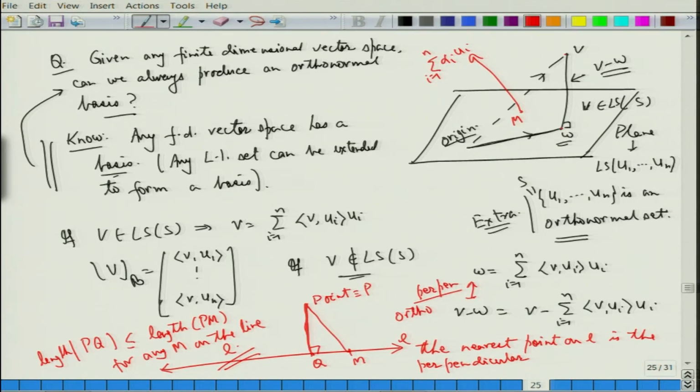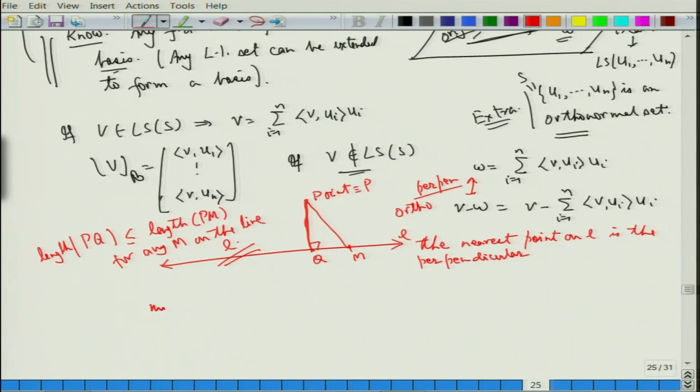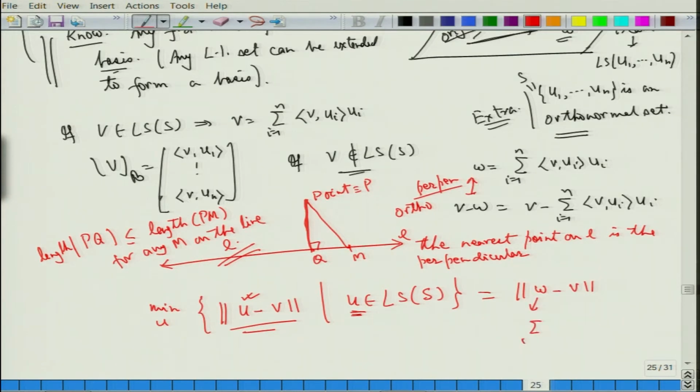So what we are saying, in another language, is: look at this minimum over all, let me define it nicely, of the length of u minus v, such that u belongs to the linear span of S. Look at this, and the minimum is over all u. So this minimum, which is a number, is attained not for any u, but for w, which is nothing but the summation over i equal to 1 to n of the inner product of v and u_i times u_i.